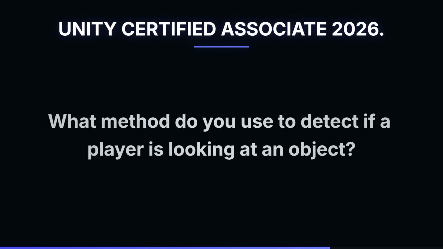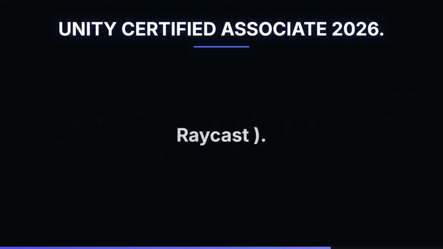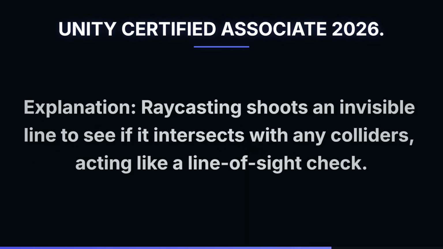4. What method do you use to detect if a player is looking at an object? Raycast. Explanation: Raycasting shoots an invisible line to see if it intersects with any colliders, acting like a line of sight check.